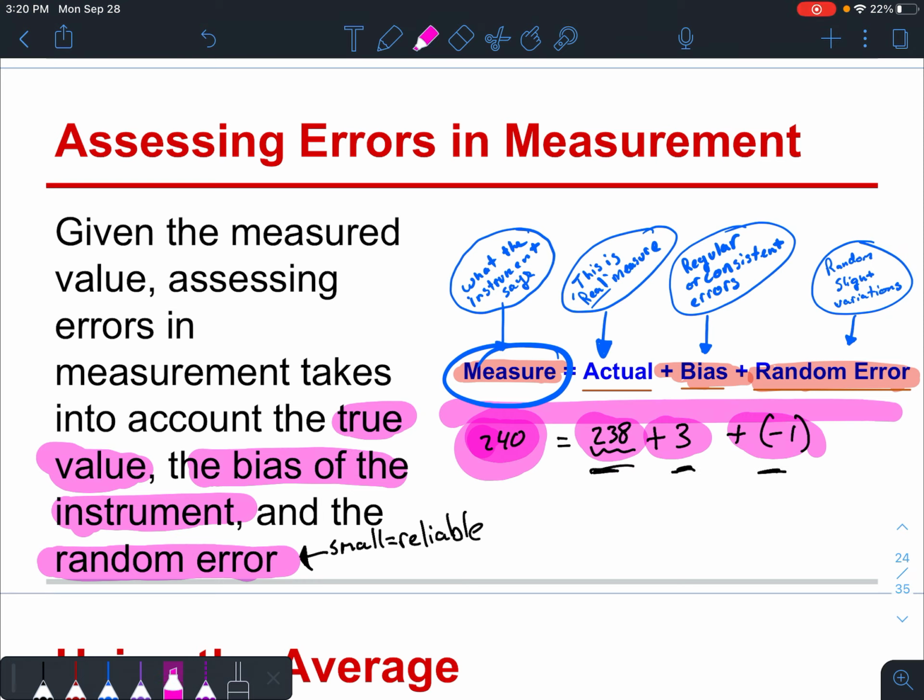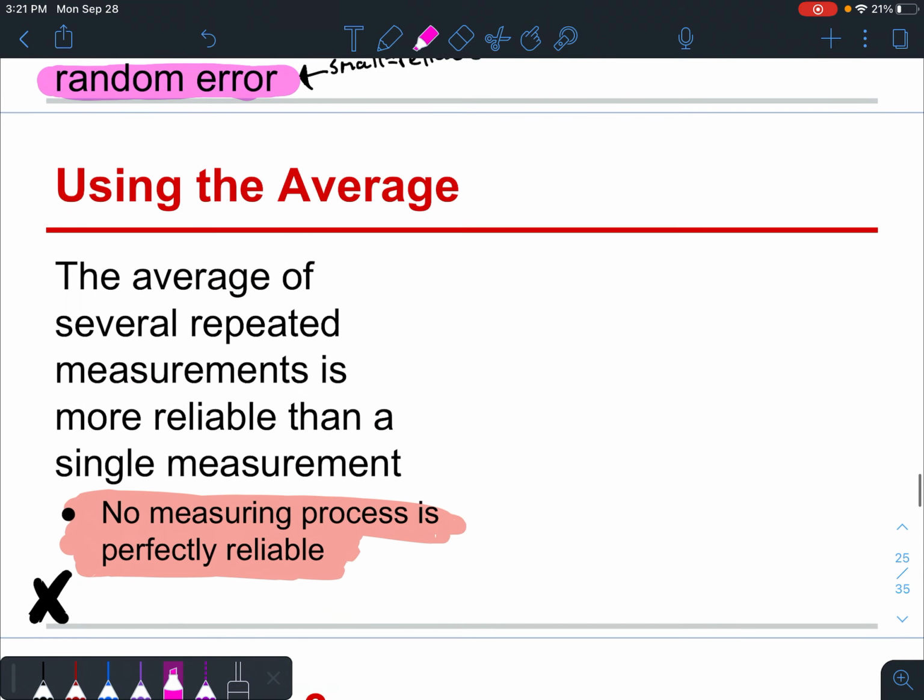So you can read through this. What the instrument says is the measurement, the real measurement that we don't necessarily have because we're relying on the instrument to give us that. This is going to be regular or consistent errors, and this is going to be random slight variations. And I say slight there, we're assuming that this is a reliable instrument.